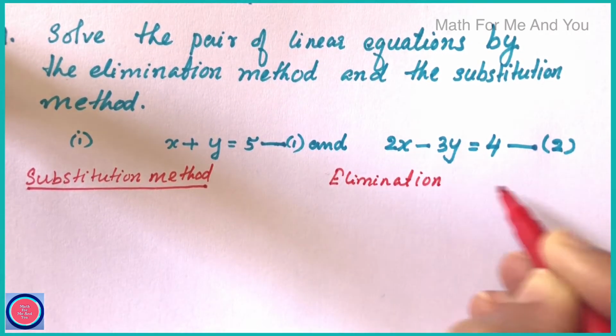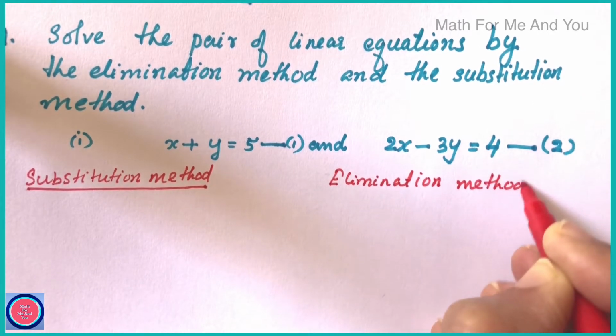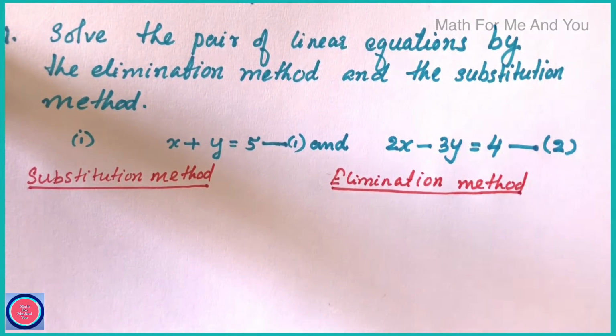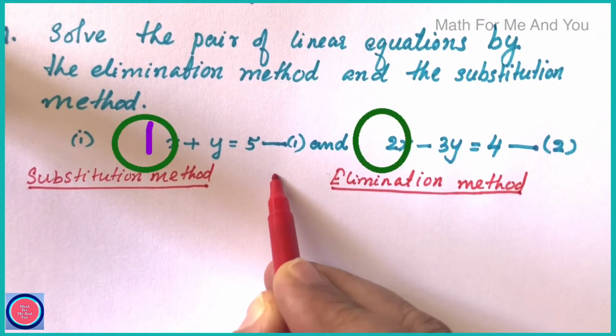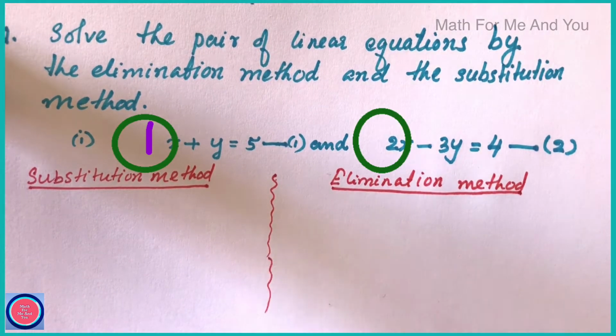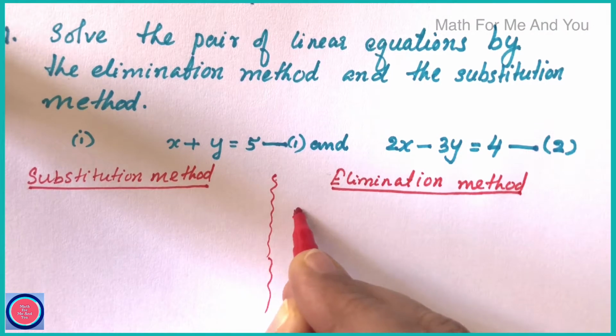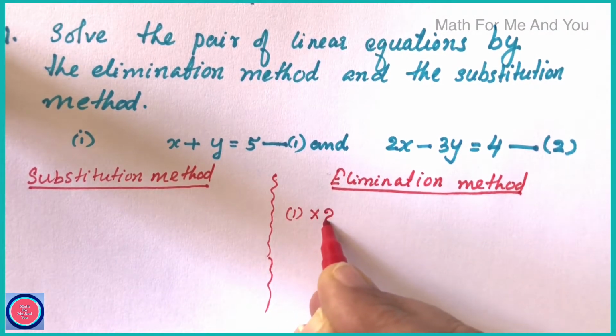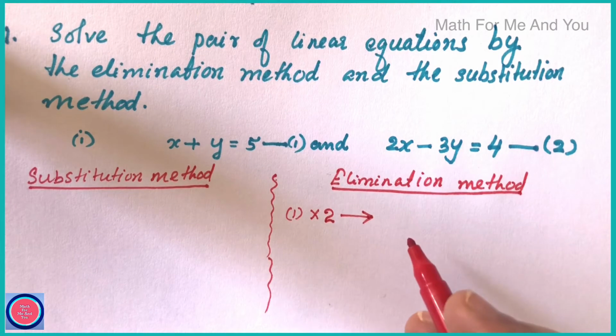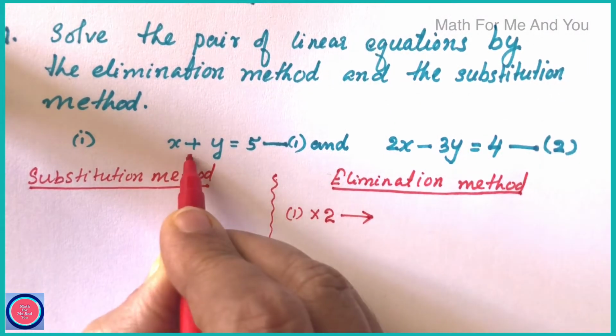How can we eliminate a variable? For example, here you can see two equations. If you are going to eliminate x, you have to get both equations with the same coefficient for x. In the first equation, the coefficient of x is 1, and in the second equation, the coefficient of x is 2. If we multiply the first equation by 2, we can change the coefficient of x in the first equation to 2. Same thing, if anybody wants to eliminate y, they have to get the same coefficient for y in both equations. So that time they have to multiply the first equation by 3.